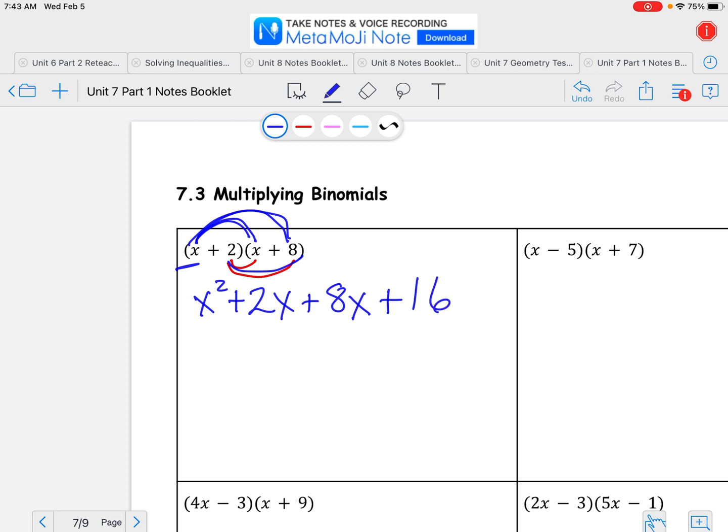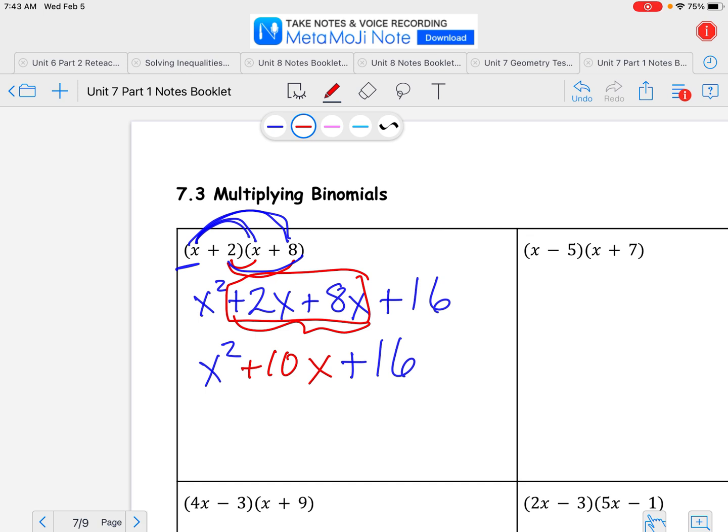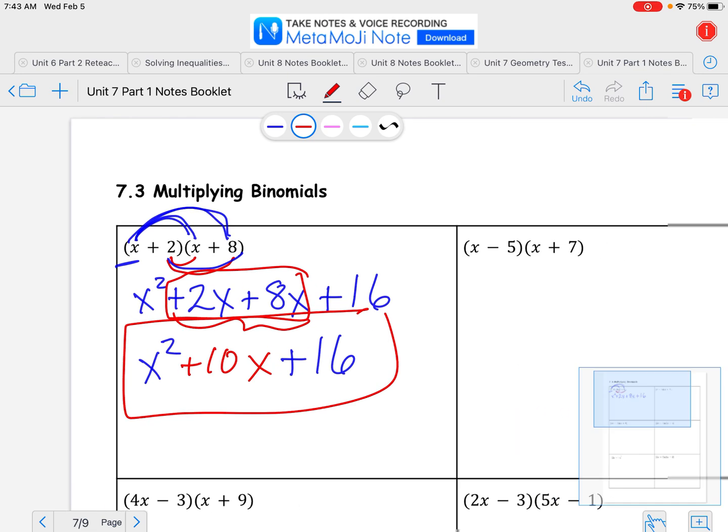Now, this is 4 terms, and we can only combine the ones that are alike. These are both x's, they're alike, so I can combine them. The x squared stays the same, the plus 16 stays the same. These I add, and I get plus 10x. This is my answer. That's as simple as I can get.